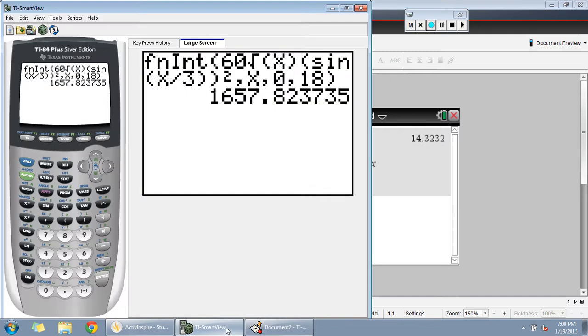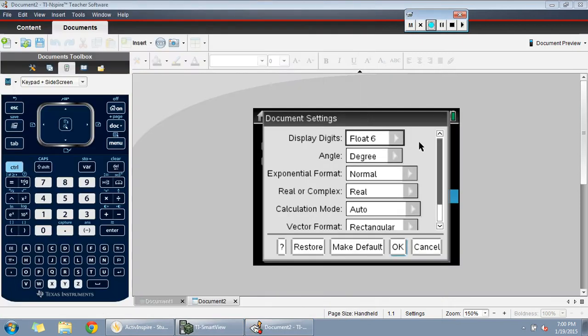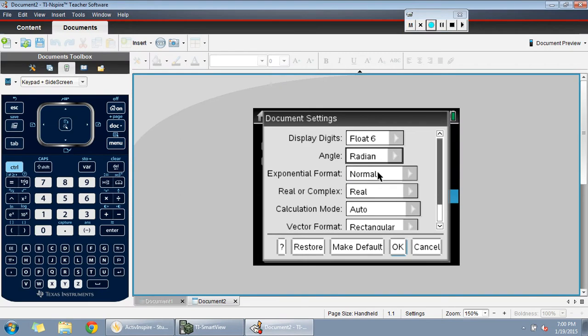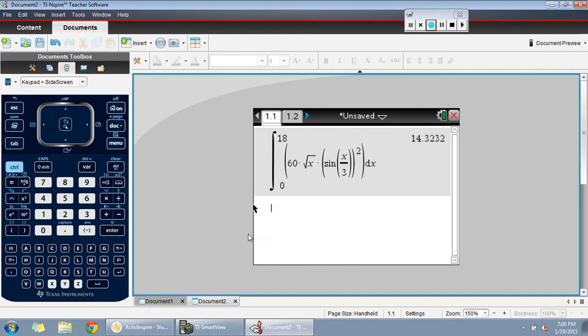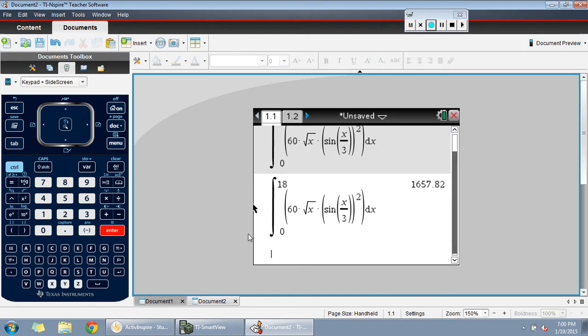I did something wrong. The answer is supposed to be this. Hold on a second. The angle is supposed to be in radians. So let's try that again. So we'll go up, click that. There we go.